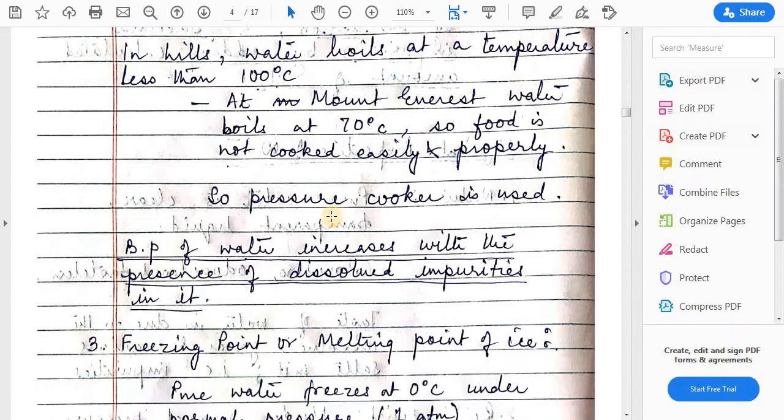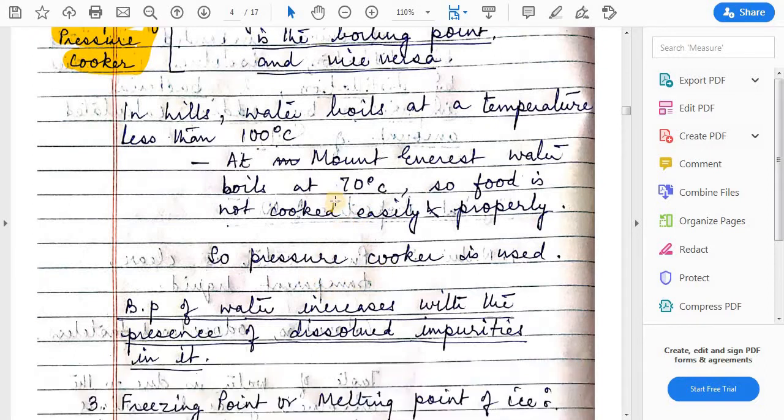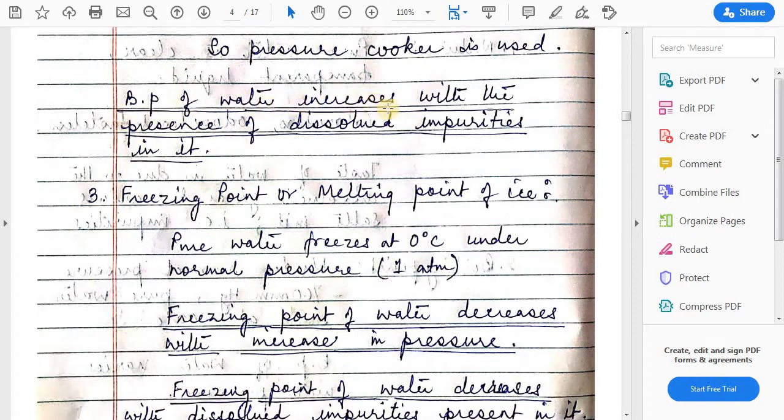Now there is a question. In hills, water boils at a temperature less than 100 degrees Celsius. At Mount Everest, water boils at 70 degrees Celsius. So food is not cooked easily and properly, because food can be cooked only if water boils at 100 degrees Celsius. So if you use a pressure cooker, then the pressure will be higher and the boiling point can be reached very easily.